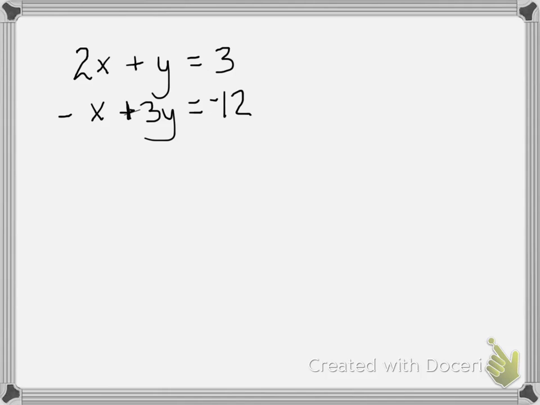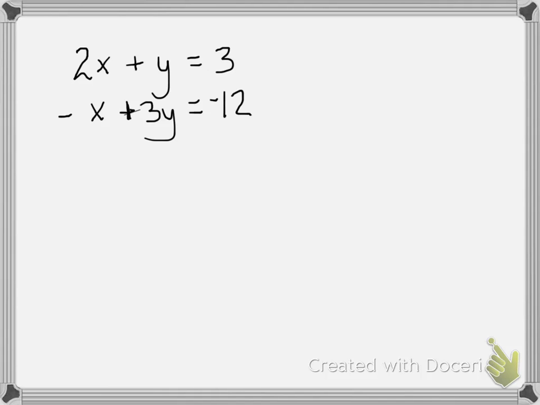So on this next one, you're going to see that nothing really eliminates real nicely. If you look at the x's, they're different. One's a 2, one's a negative 1. If you look at the y's, they're different. One's a 1, one's a 3. And so if I add or subtract, it doesn't matter. Nothing's going to eliminate. And so we need to figure out a way to change these so that things do eliminate.